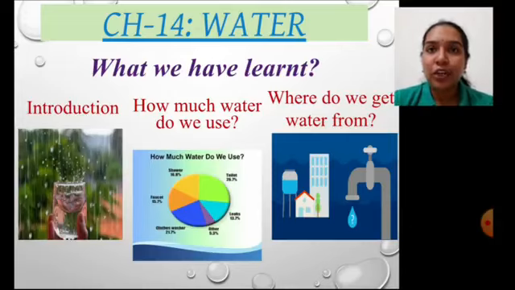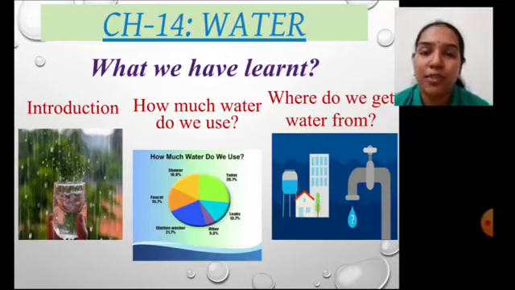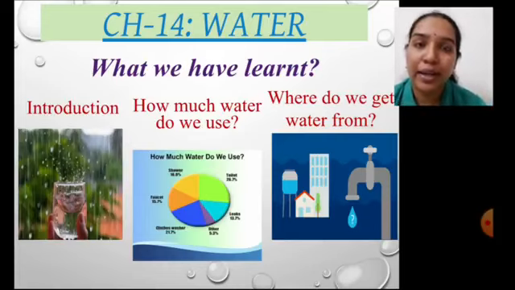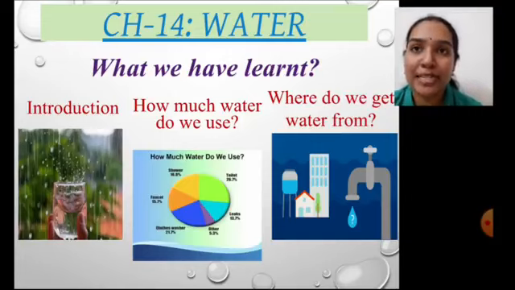Let us once recall what we have learned in this chapter till now. We have seen the introduction to water. We estimated how much water we use in a day, in a year, or the amount of water used by a particular area. We also have understood from where we get water for various purposes.